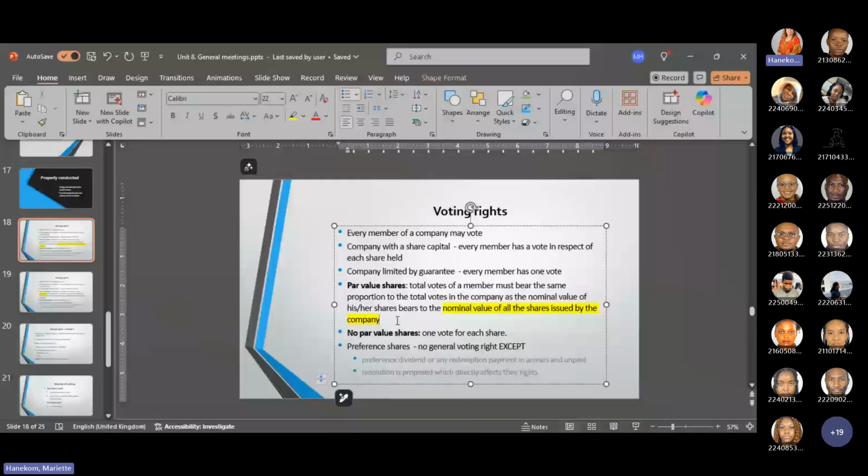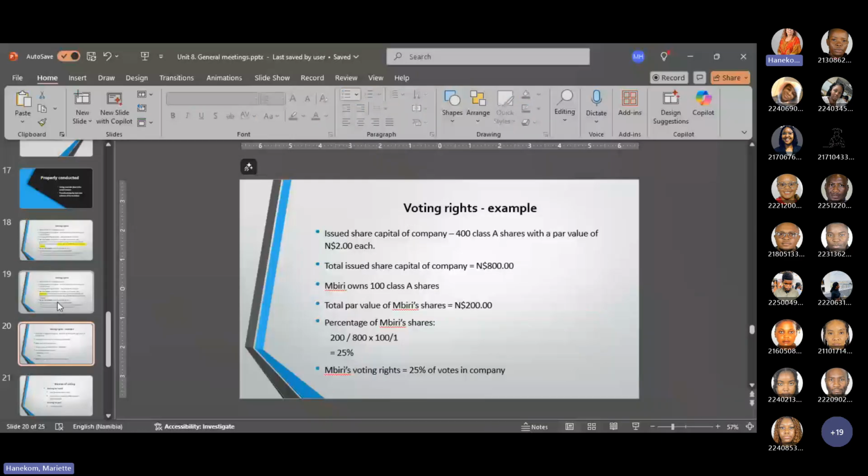Just want to quickly check my next slide. Okay, there is an example. I'm going to work through an example to clarify that shortly.